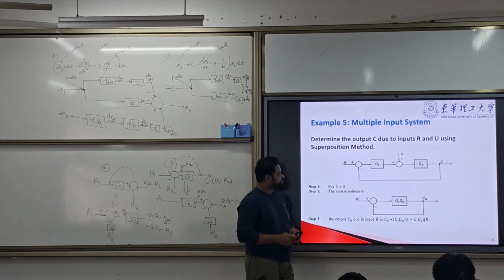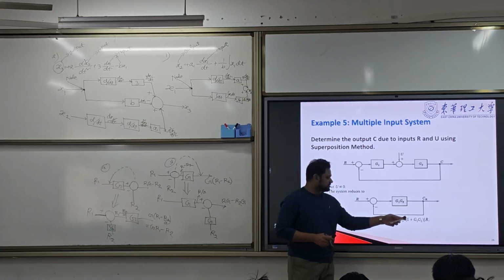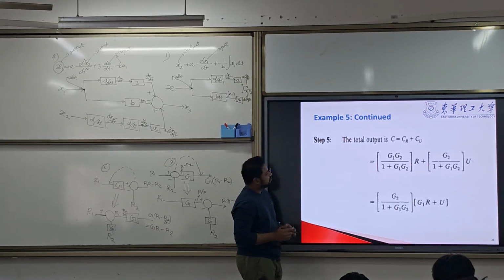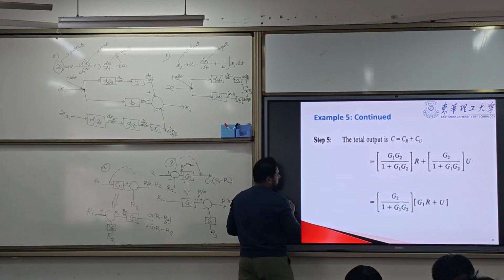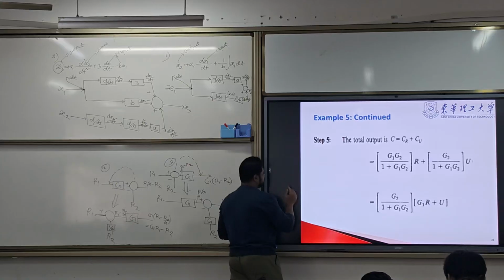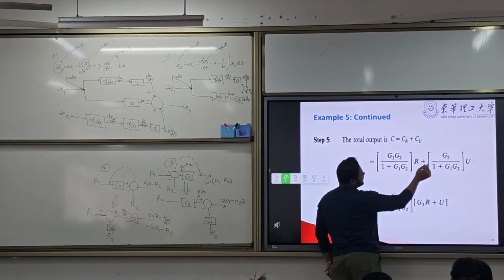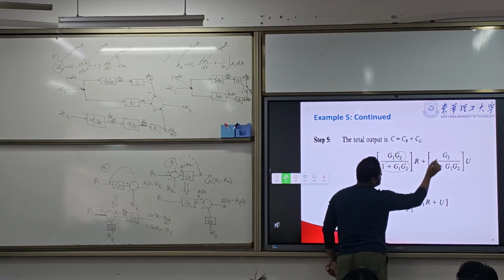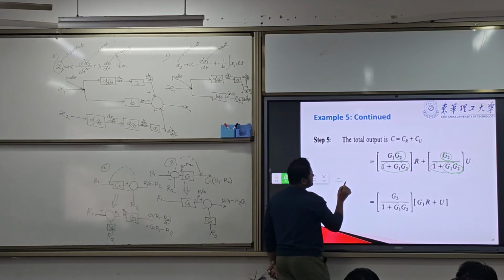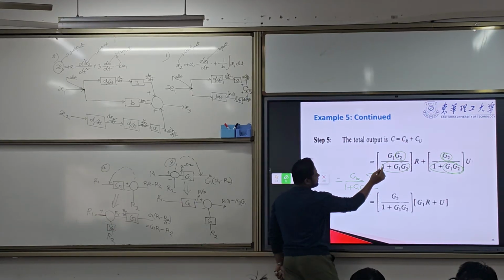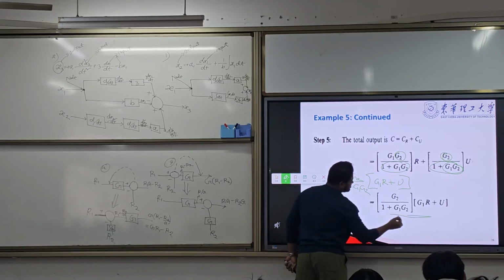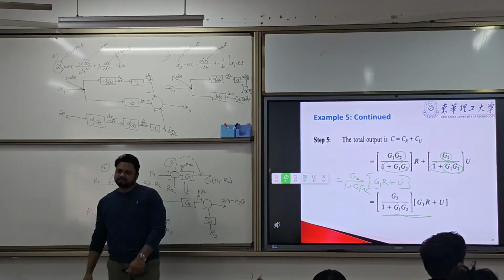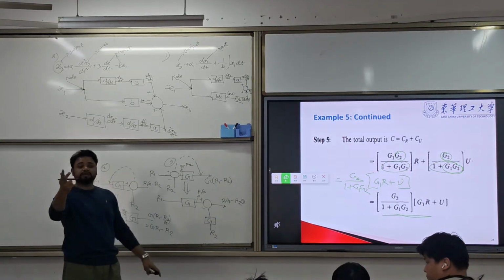CR is here, it is G1 G2 by 1 plus G1 G2 into R, and here we have G2 by 1 plus G1 G2 into U. Here, some terms are common, so we can just write it in this format: G2 by 1 plus G1 G2, then we have G1 R, we take in common, plus U. This is for 2 inputs.